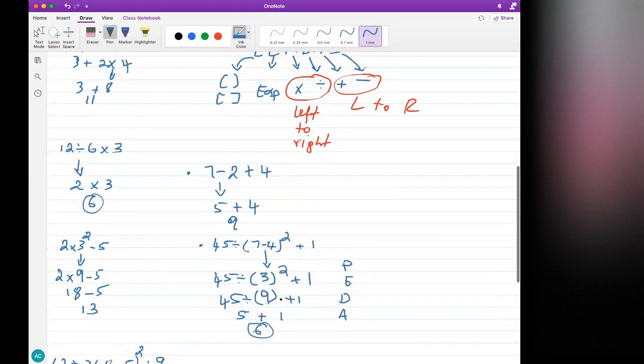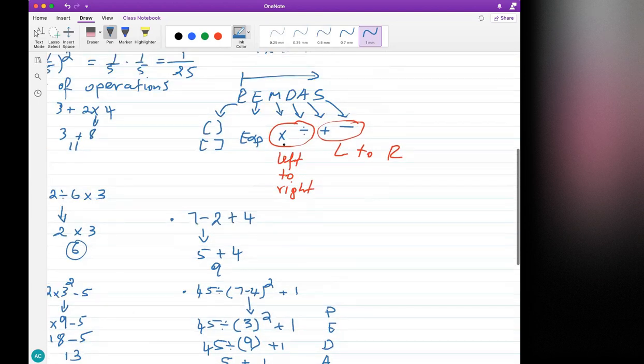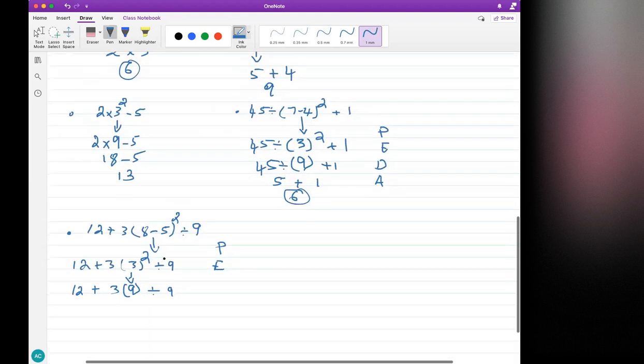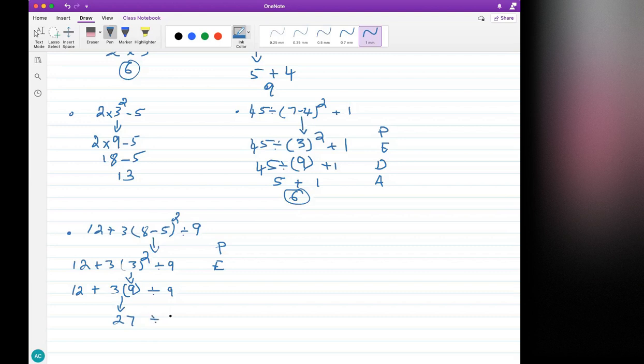After the exponent again, we have multiplication and division, but pay attention if they are next to each other. Go left or right? Left to right. So we have multiplication and division. So left one first. So that's 27 divided by 9. Bring down the 12.